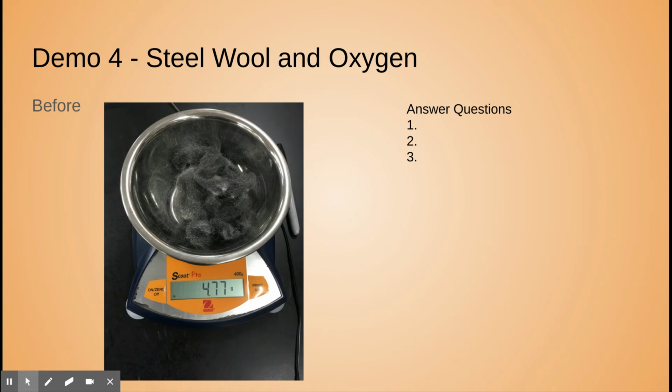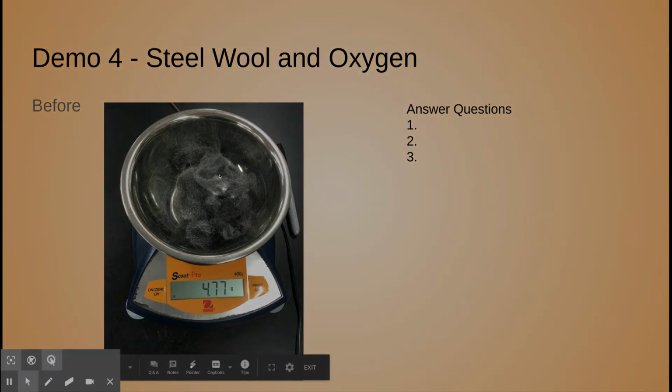So looking at the observations for steel wool, and steel wool is what's actually in the container. So go ahead and make observations. Again, you're going for state of matter and color at the very least, and then you should be able to describe what this looks like a little bit more.